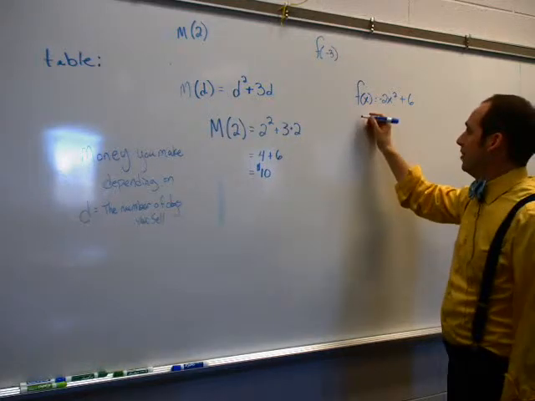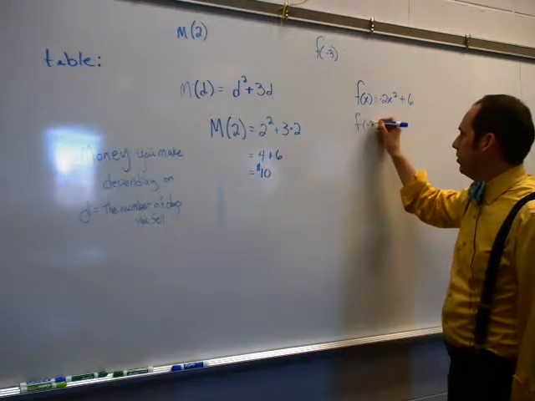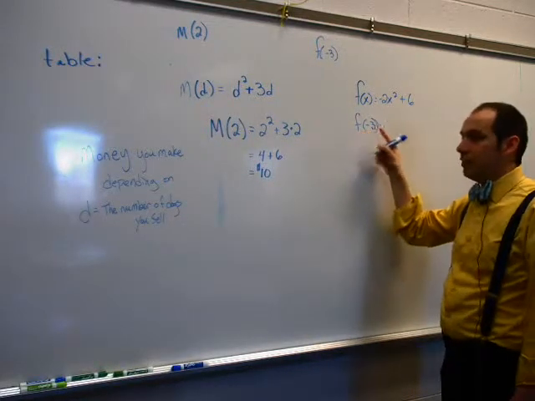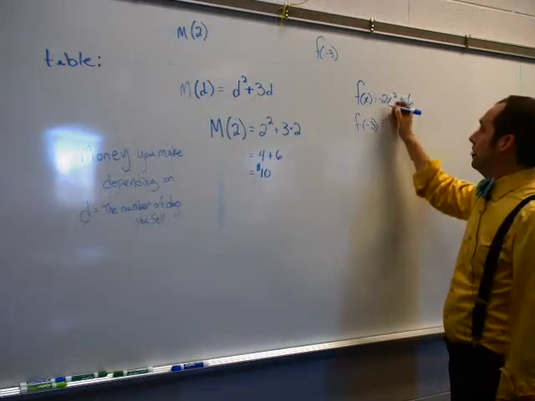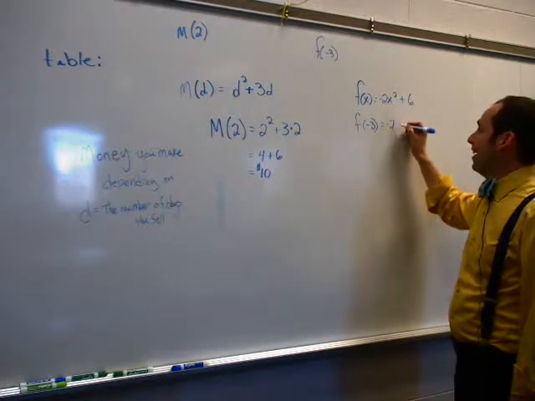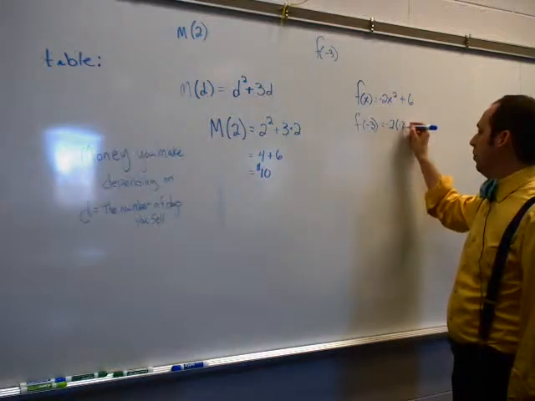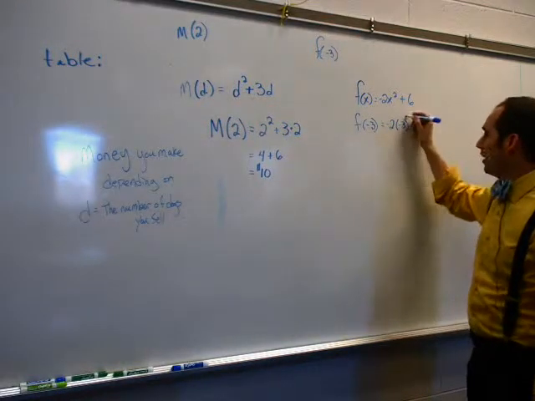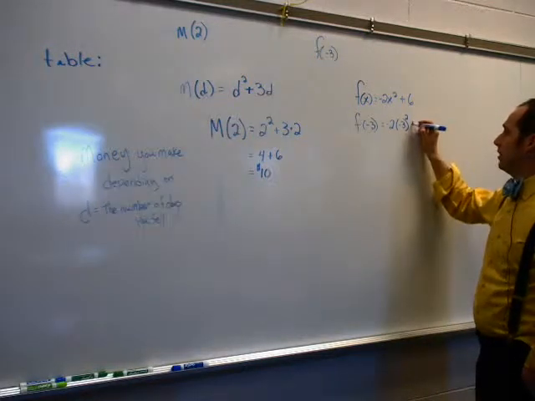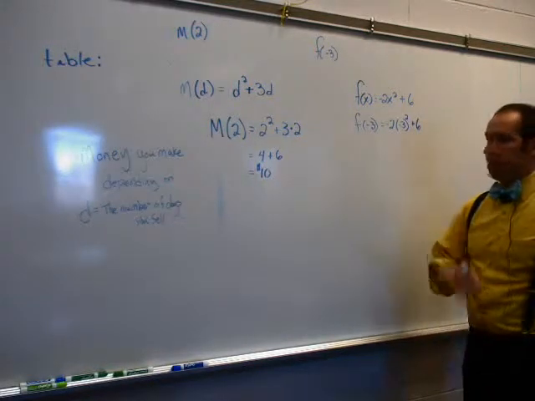So if we say x is -3, so our name changes. What's the value of our function if x is -3? Right here, we have -2 times x squared. So I'm just going to put this in parentheses, so remember it's multiplication, not subtraction, squared plus 6. Okay? And we simplify.